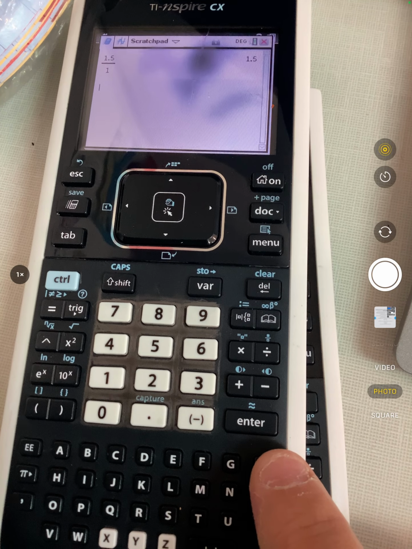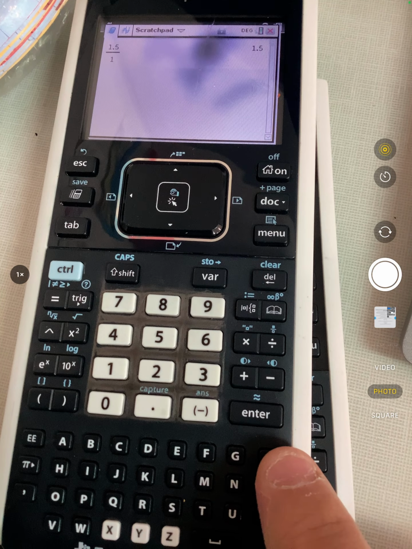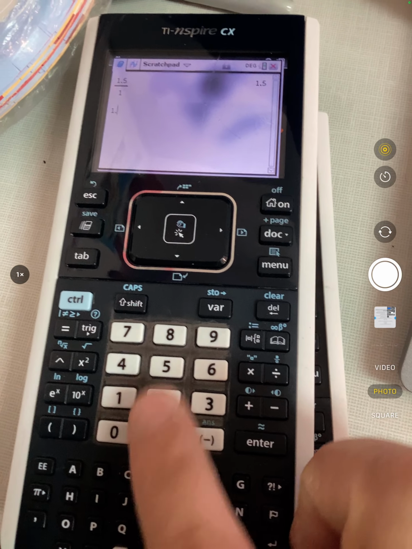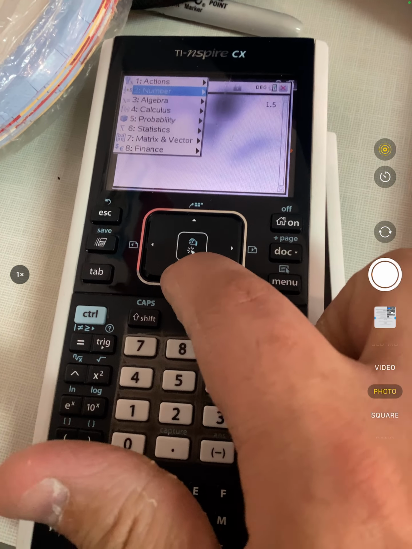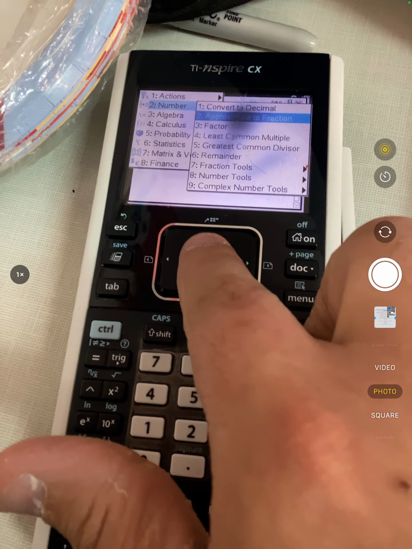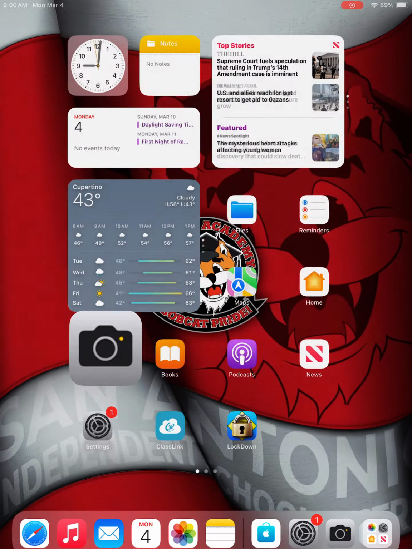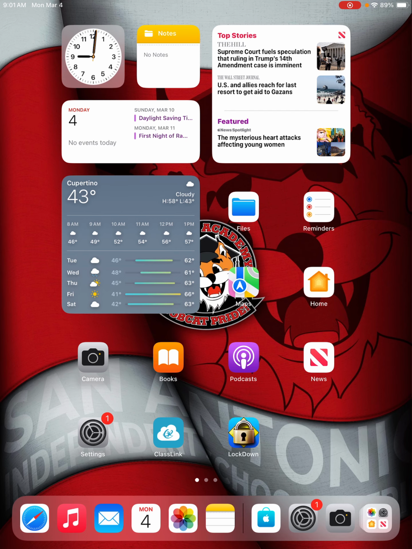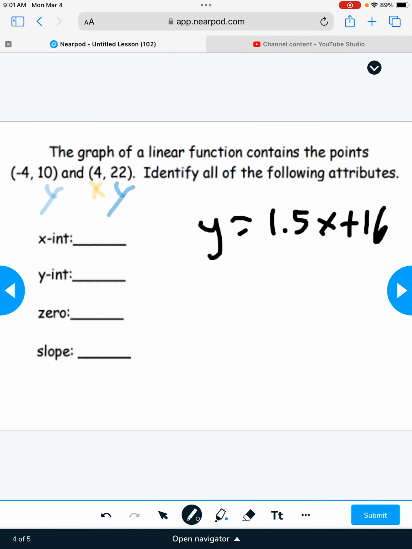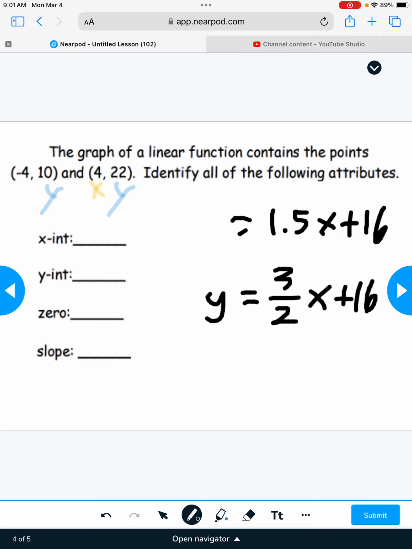Give me a second to remember what the proper steps are. Menu, number, approximate to fraction, enter 3/2. There we go, that's what I'm looking for. By the way, the steps for that was pushing the menu button and approximating it to a fraction. So a better way to write this is y equals 3/2 x plus 16. From there, my y-intercept is going to be at 0, 16. My slope is going to be at 3/2.